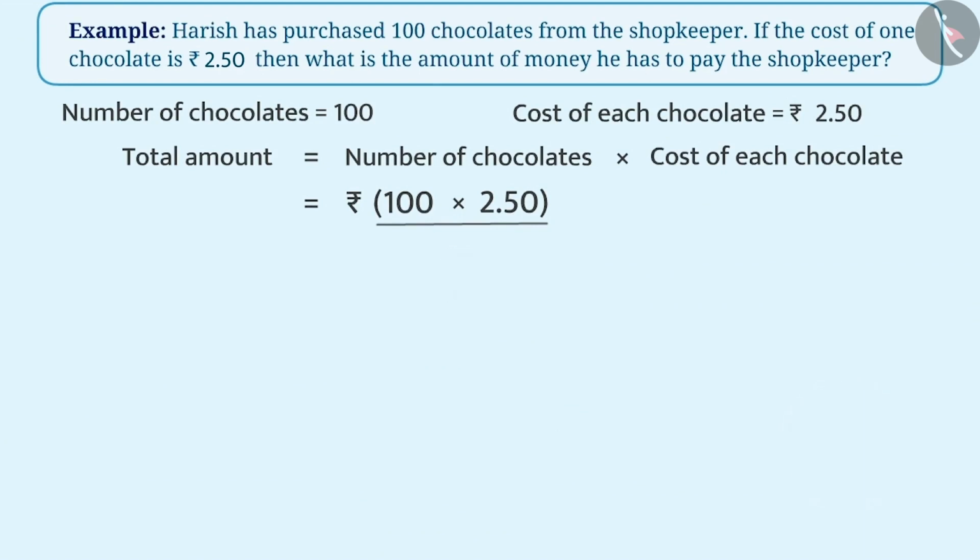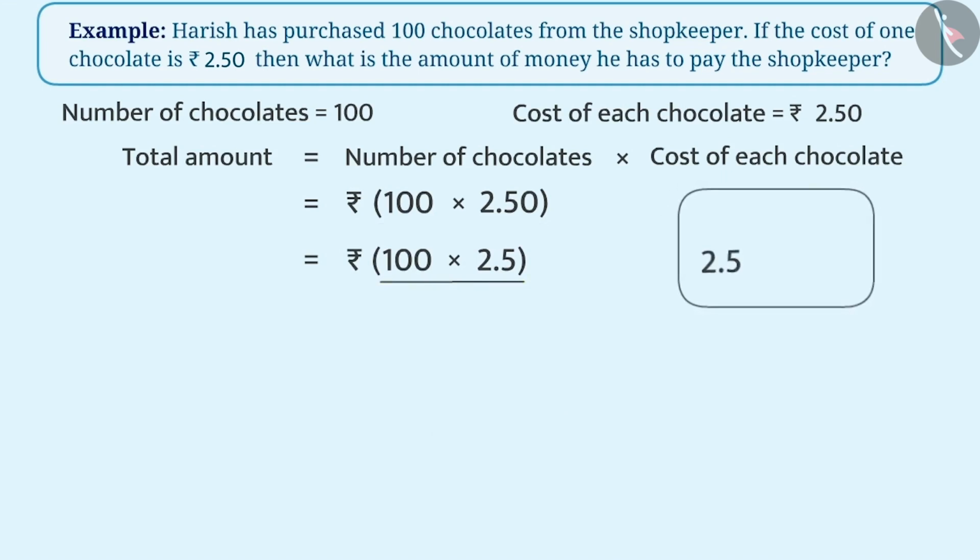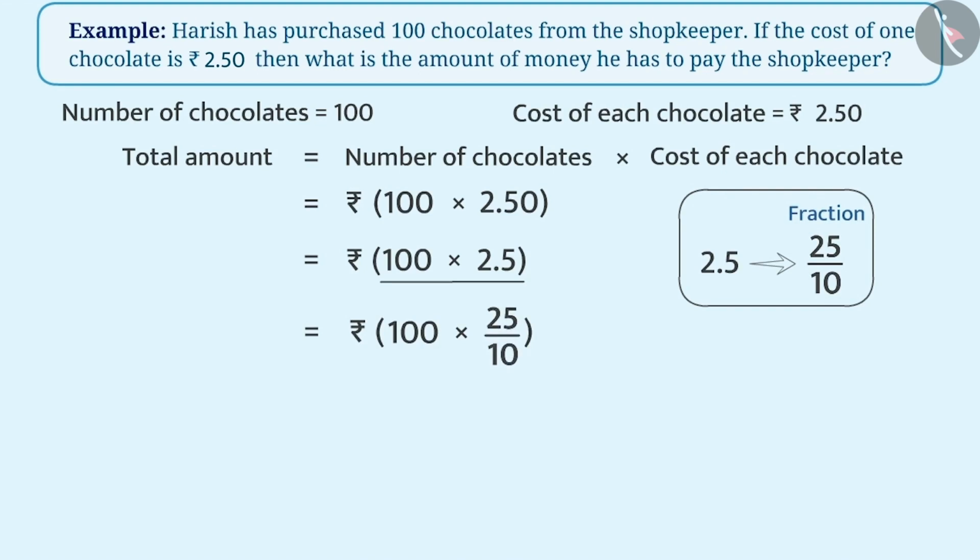Let me explain this. In 2.50, 0 is a placeholder. Since this digit 0 is at the end of the number, we can remove it. After removing 0, multiplication becomes 100 multiplied by 2.5. Now we need to find the answer to this. 2.5 can be written in fraction form as 25 by 10. So we can write the multiplication as 100 multiplied by 25 by 10.